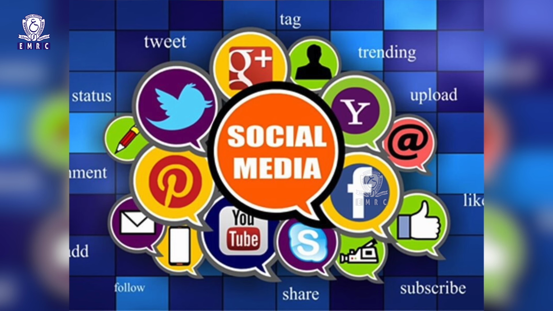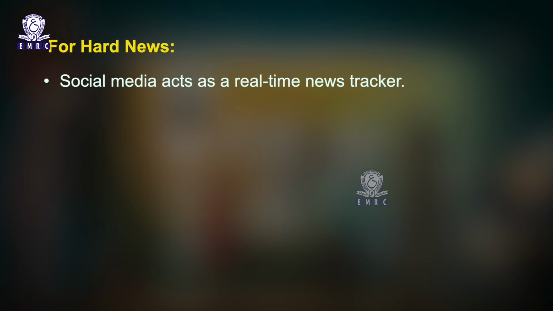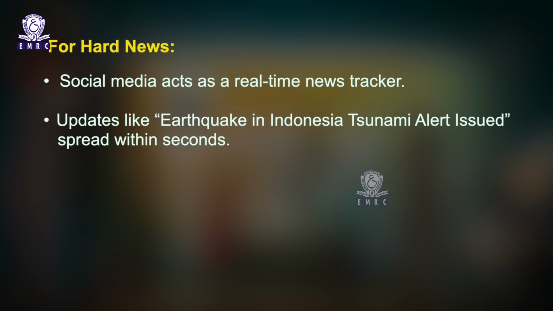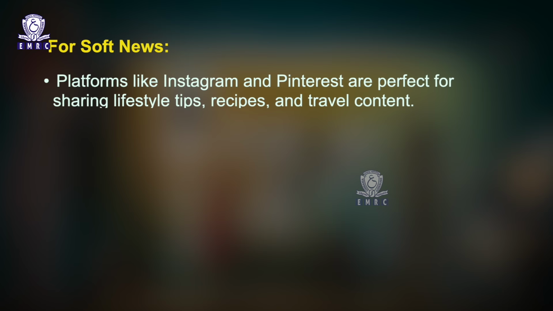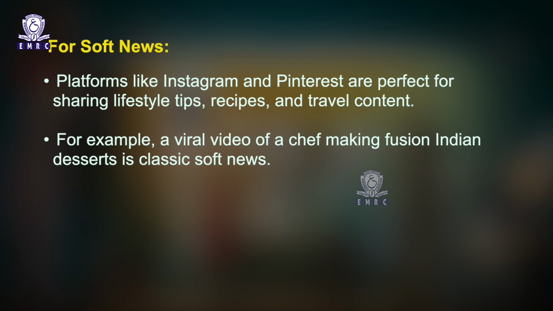This approach makes the news more relatable and engaging. Now, social media is everywhere. Let's see how social media influences hard news and soft news. In the digital era, platforms like Twitter, Instagram and YouTube have changed the way we consume news. For hard news, social media acts as a real-time news tracker. Updates like earthquakes in Indonesia or tsunami alerts spread within seconds. For soft news, platforms like Instagram and Pinterest are perfect for sharing lifestyle tips, recipes and travel content. For example, a viral video of a chef making a fusion Indian dessert is classic soft news.